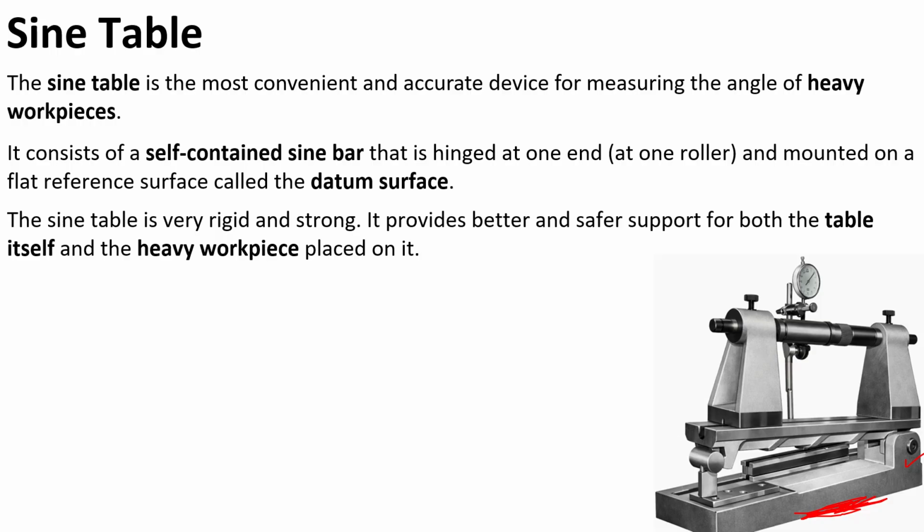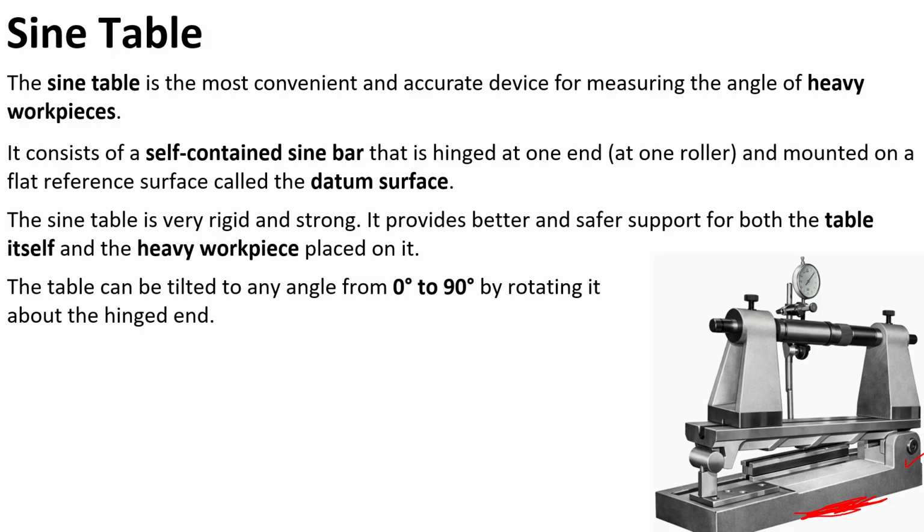The Sine Table is very rigid and strong. It provides better and safer support for both the table itself and the heavy workpiece placed on it. The table can be tilted to any angle in the range of 0 to 90 degrees by rotating it about the hinged end.